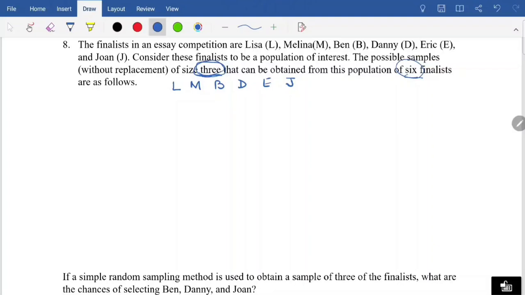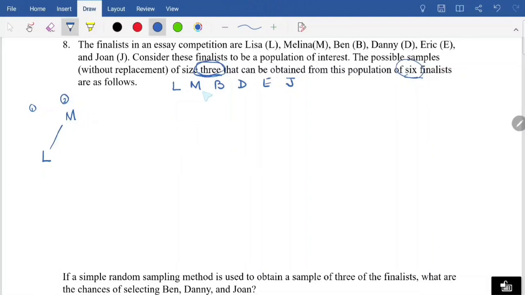We have to pull the names 3 times. All right, so to get that sample size, I'll start with L. Now let's say in the first draw we get an L, then in the second draw we can either get M, right? This was the first draw. Now we go on to the second draw.